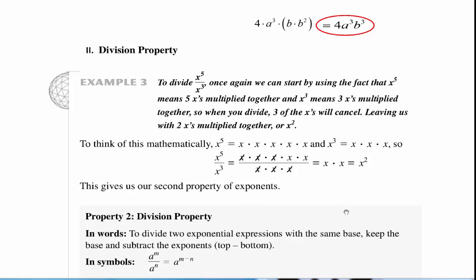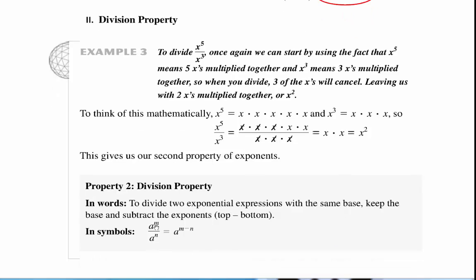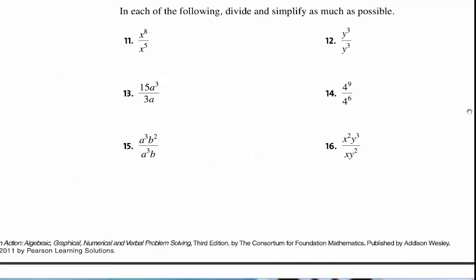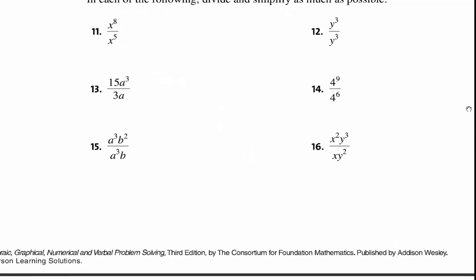But the division property says if we have the same base, we can just simply subtract the exponents. So I could have said x to the 5th divided by x cubed is the same as saying x to the 5 minus 3, which is x squared. Right? The division property says same base, we can subtract the exponents. So let's try a few practice problems. We'll take a look at problems 11 through 20.